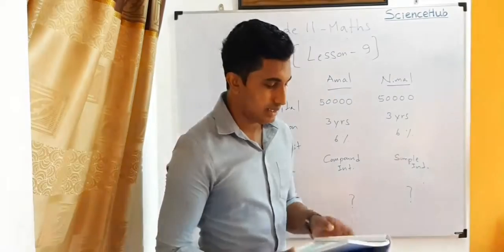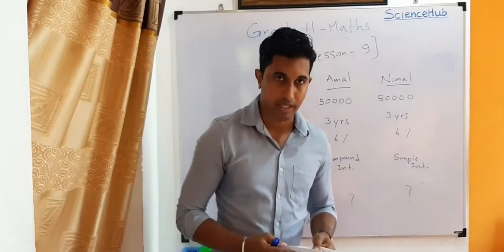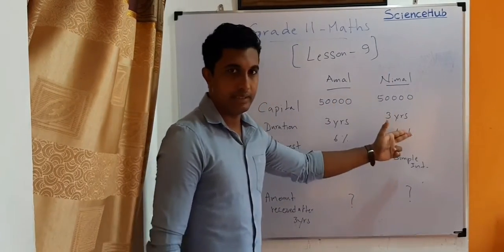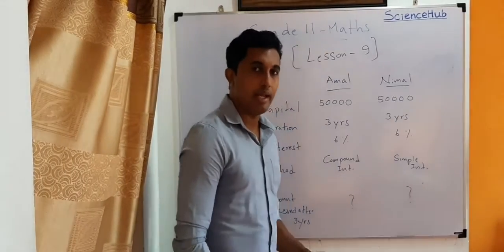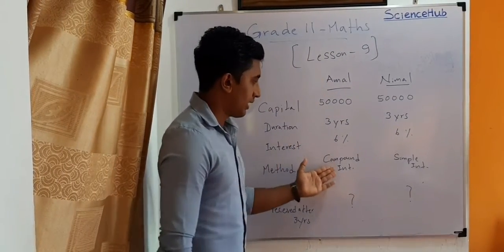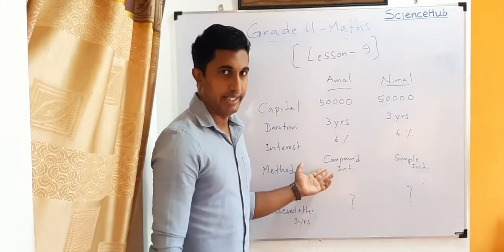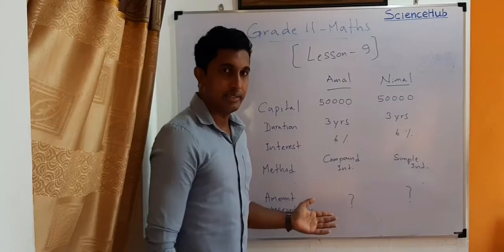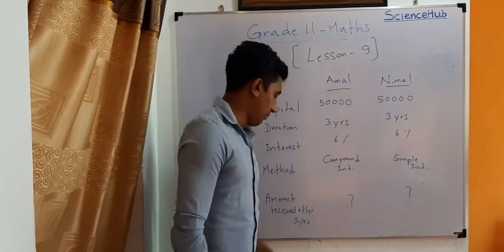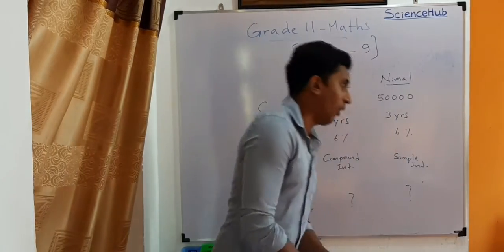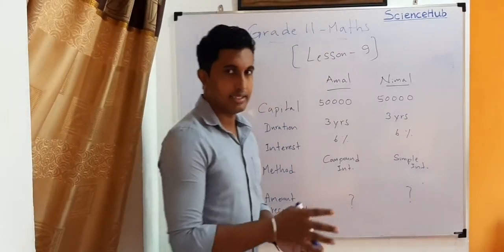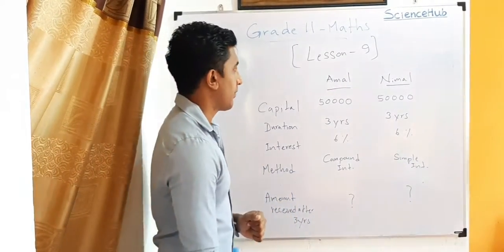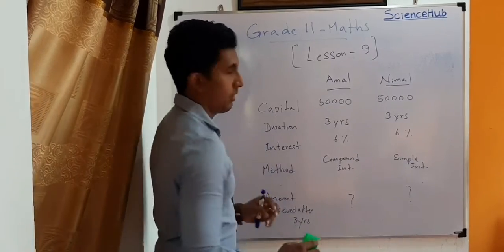Now there is a little example here, example number 2 on page number 9. Invest the same capital, 50,000, for 3 years at an interest rate of 6%. Amal uses the compound interest method for his deposit, and Nimal uses the simple interest method. The question asks what amounts Amal and Nimal received after 3 years. When you face a question like this, first write down all the data that you got in your book.